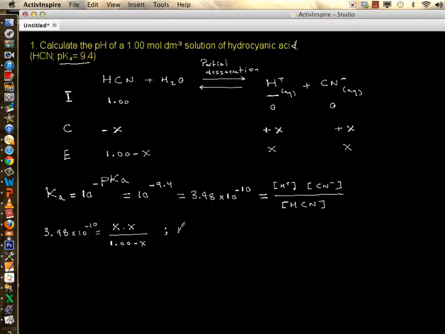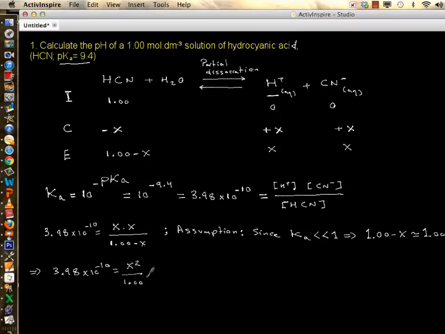Now you should write your approximation or your assumption. Use words that bring this meaning across. Since Ka is very small, much smaller than 1, then you can say 1 take away X is equal to 1. 1 minus X is equal to 1. So now the denominator becomes simplified. I don't need to solve quadratically. So I can say 3.98 times 10 to minus 10 is equal to X squared divided by 1. Now X is nothing but H, so let's solve for that, and then we take its negative log.